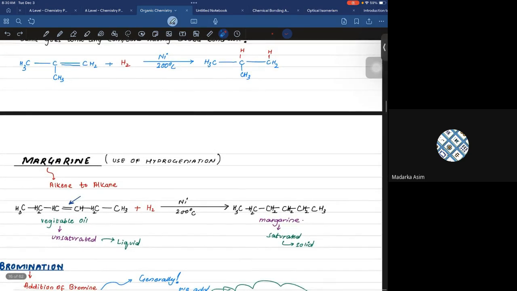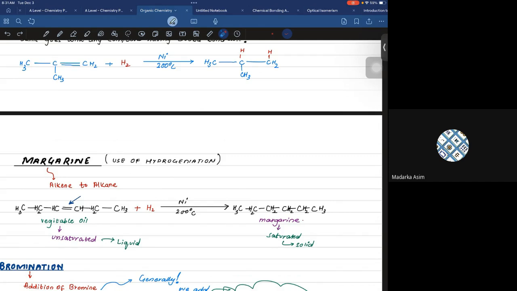And also, what if I gave you a sample and I am asking you to differentiate between alkane and alkene? How can you differentiate between alkane and alkene?